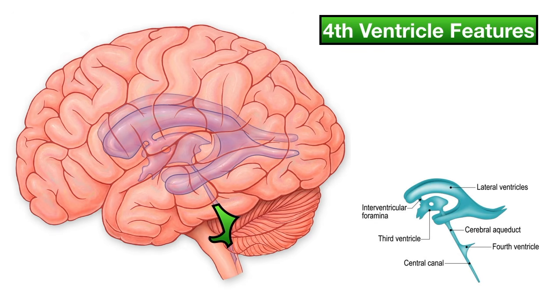Let's now move on to the fourth ventricle. The fourth ventricle is a tent-shaped structure located between the brainstem and cerebellum, with the brainstem located anteriorly and the cerebellum located posteriorly.